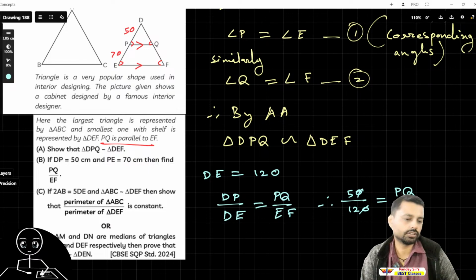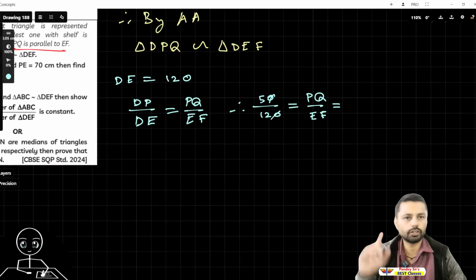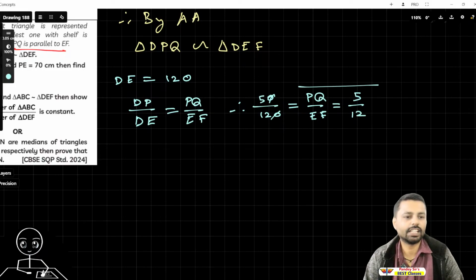0, 0 cancel. 5 by 12. So that's the thing. That's 5 by 12 equal to PQ by EF. That's the answer of the second one.